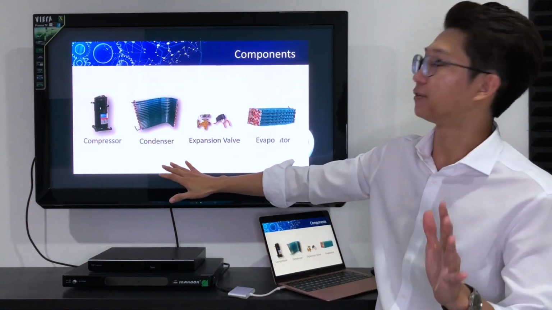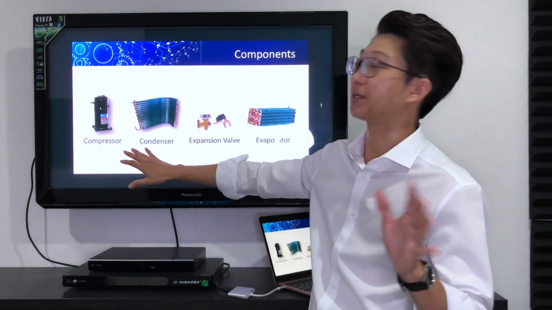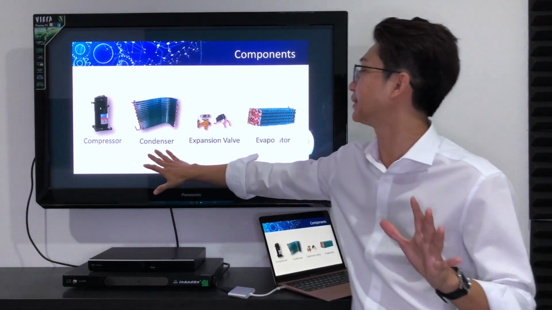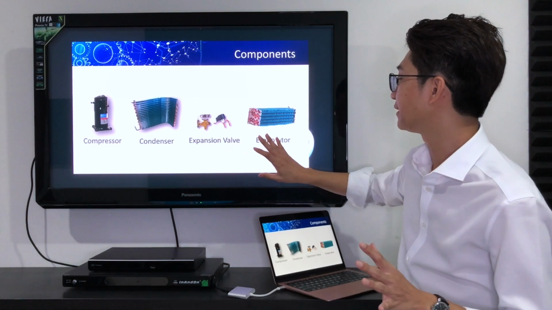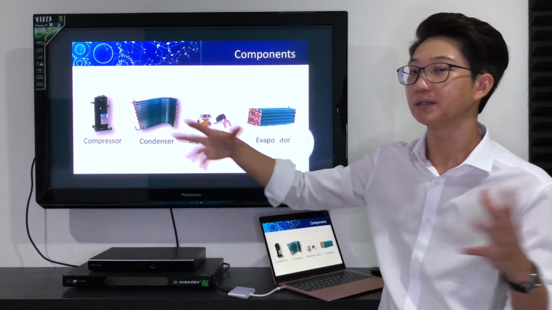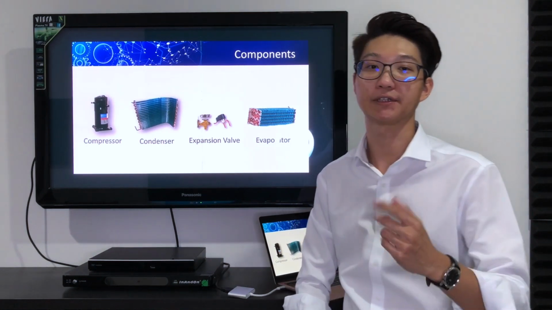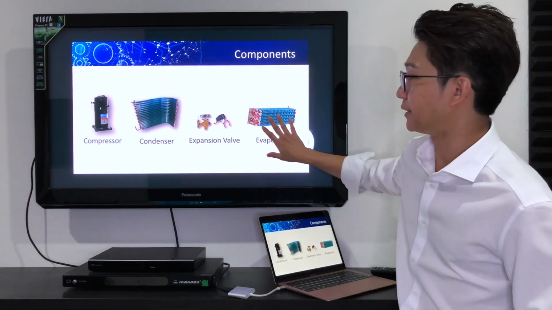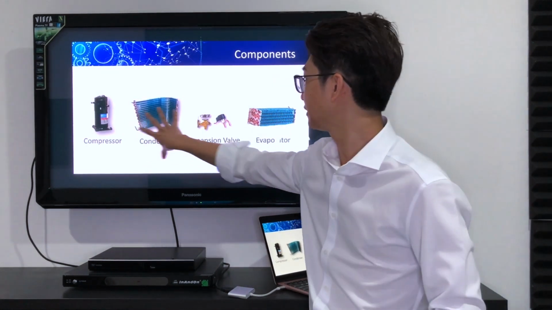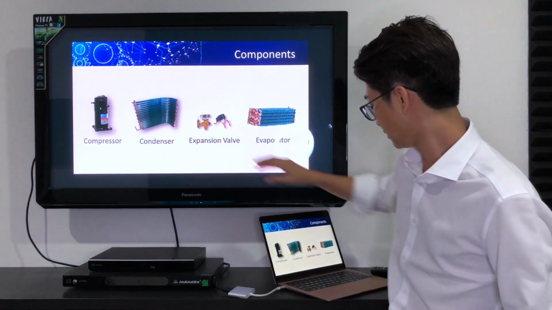Here is an example of a very typical set of components: compressor, condenser, expansion valve, evaporator. So this is the old one, the thermal expansion valve. This is the new one, the electronic expansion valve. This will be the indoor unit. Here will be the outdoor unit, right?